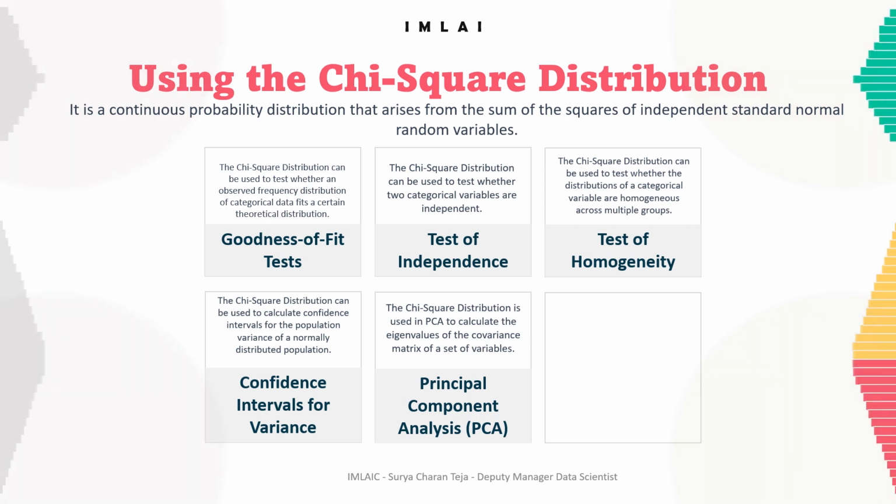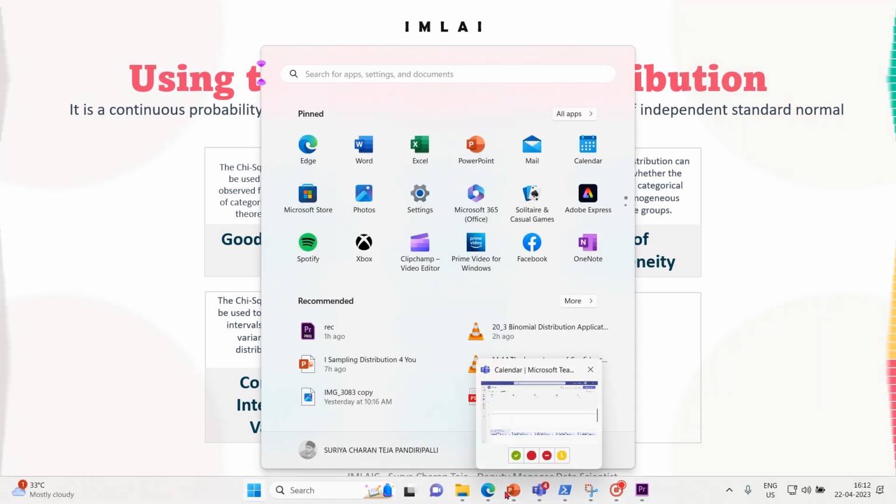It can also be used to assess the goodness of fit of a model, or to test the independence of features in a data set. So overall, the chi-square distribution is a fundamental distribution in statistics that has a wide range of applications in hypothesis testing, statistical inference, and machine learning. So we'll take some simple examples to understand how we can leverage the power of chi-square distribution. Okay, let's get into this one.